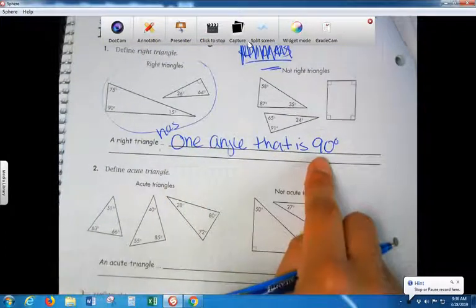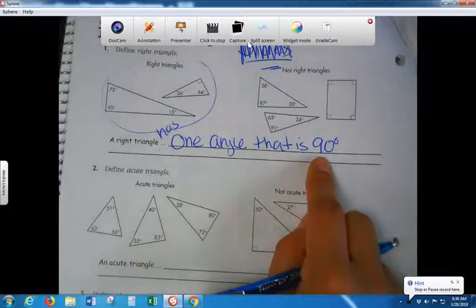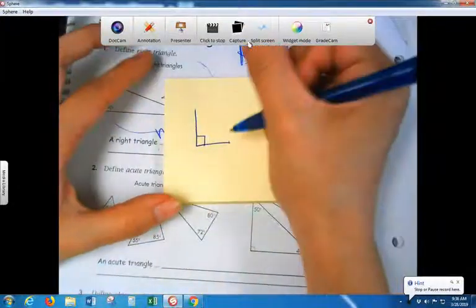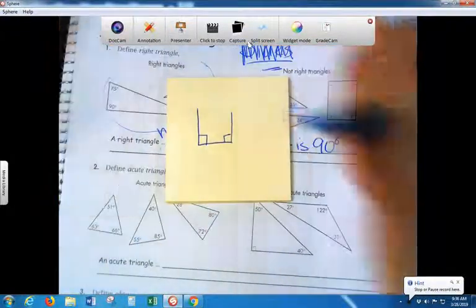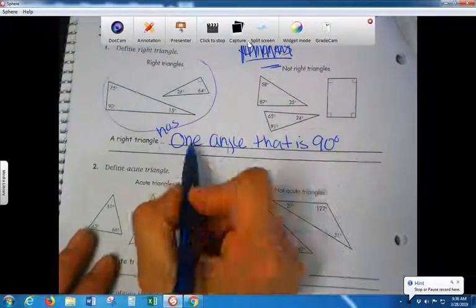Can we possibly have a triangle that has two 90-degree angles? No, very good. Let me try to do one. Here's 90 degrees. I want a triangle. Here's another 90 degrees. Is that going to end up looking like a triangle? No. So that's why it's only one.